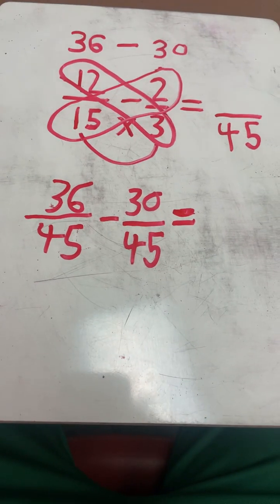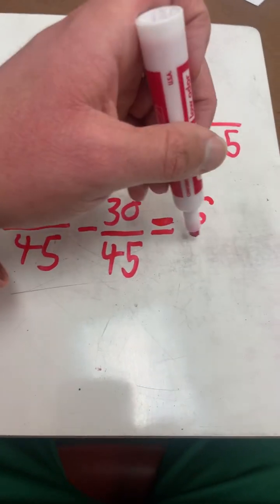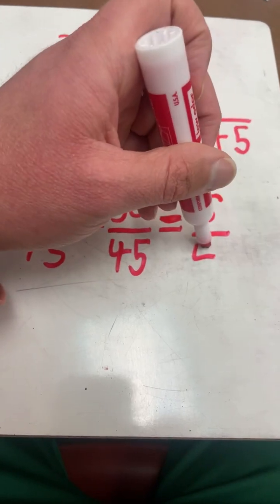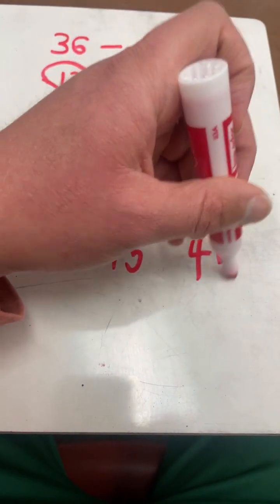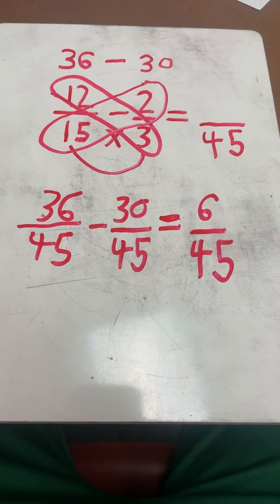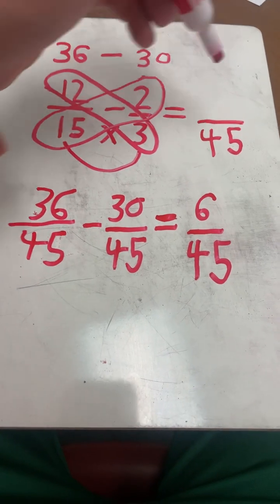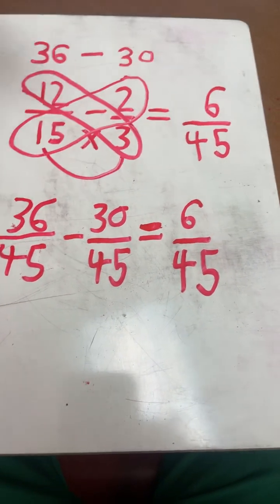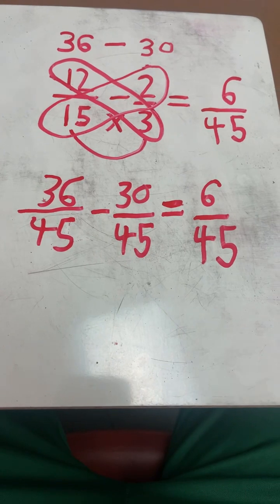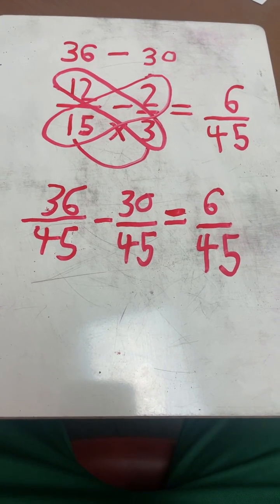So 36 minus 30 equals 6. Our denominator stays the same. And we have our final answer. 12/15 minus 2/3 equals 6/45. Now, this answer is not in lowest terms.